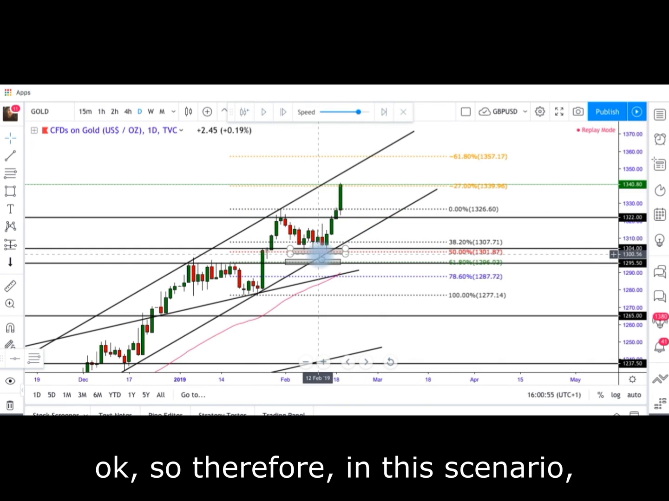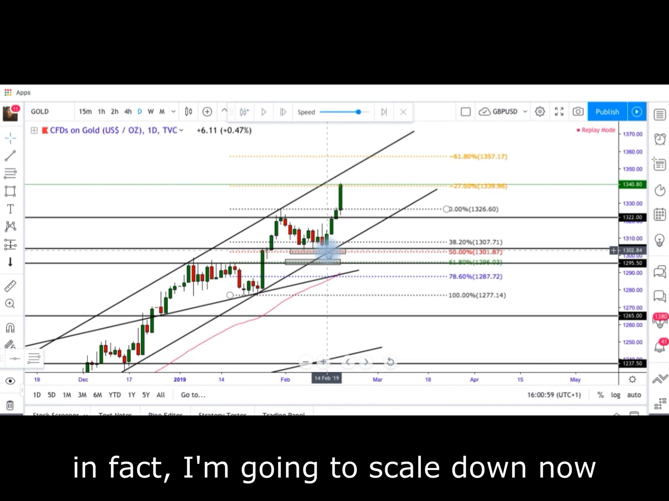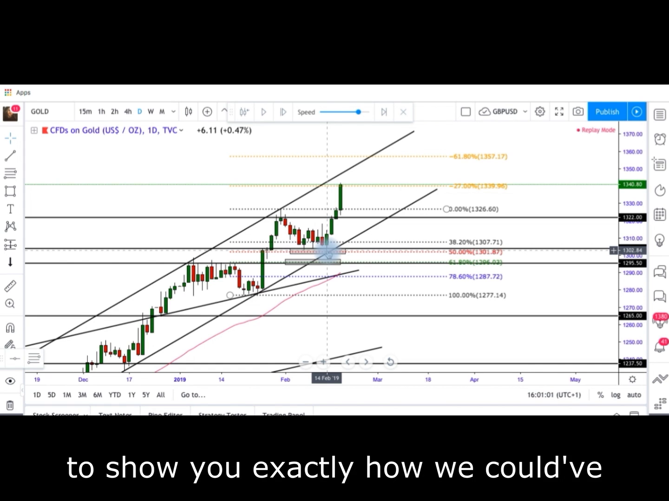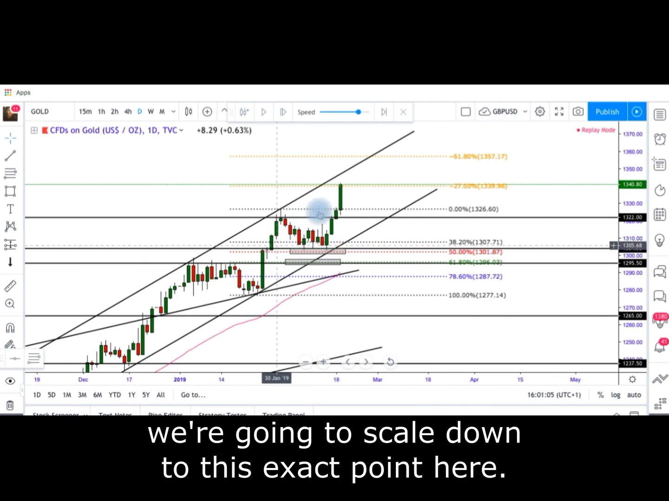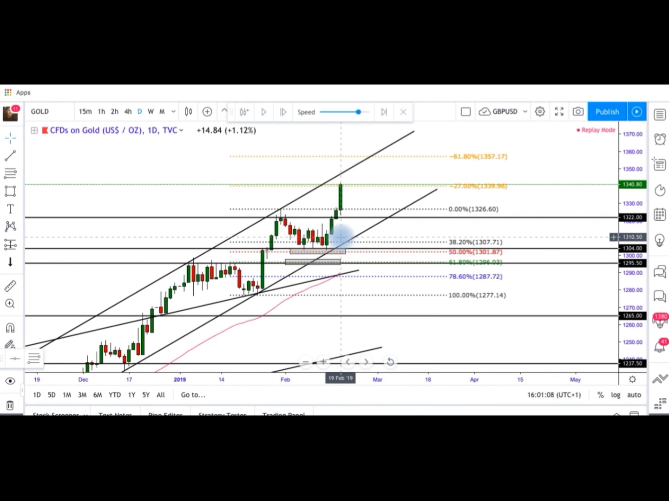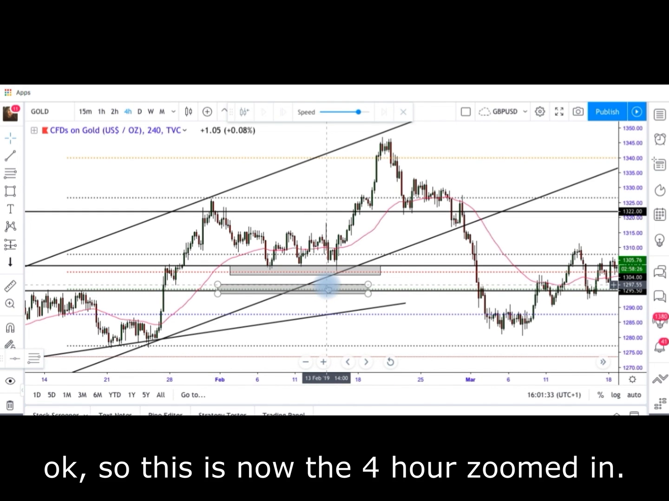Okay, so therefore, in this scenario, when we would have scaled down, in fact, I'm going to scale down now to show you exactly how we could have got a much better entry on this. So just bear with me. We're going to scale down to this exact point here. Okay, so this is now the 4 hour zoomed in.